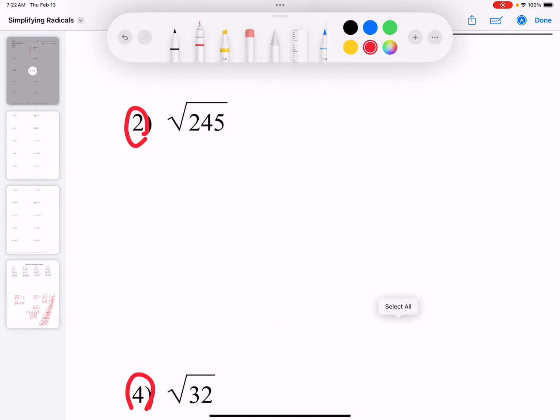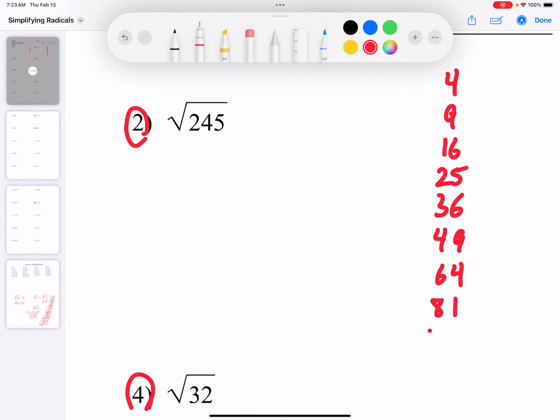Hello, ladies and gentlemen. Today we're going to be going over how to simplify radicals using what I'm calling the perfect square method. For the perfect square method, you have to know your list of perfect squares. So your perfect squares are 4, 9, 16, 25, 36, 49, so on and so forth through your various numbers. I'm going to write up to 100. And they keep going.